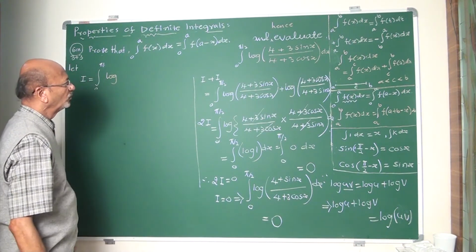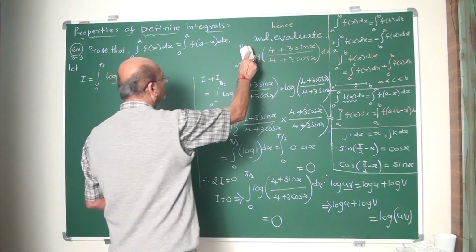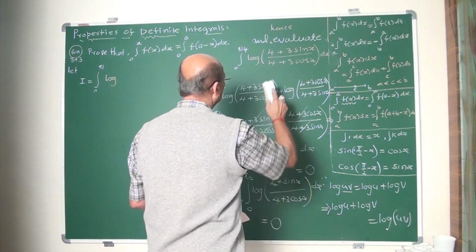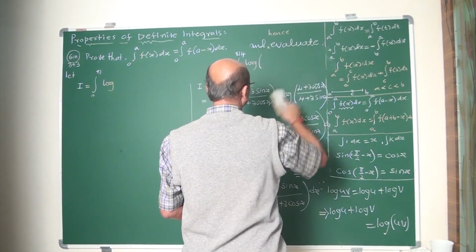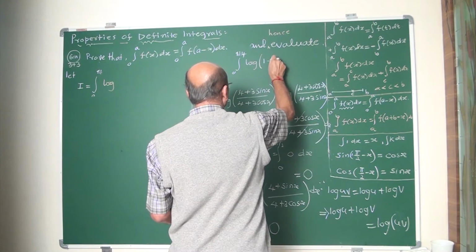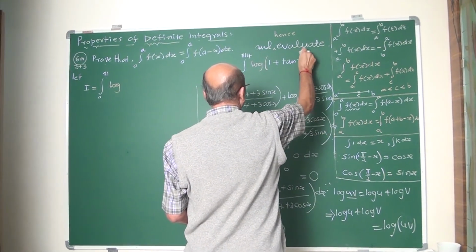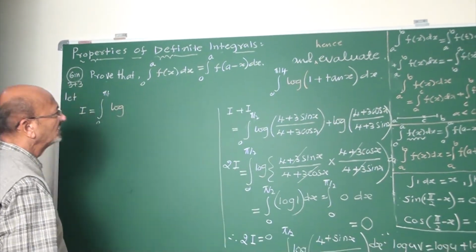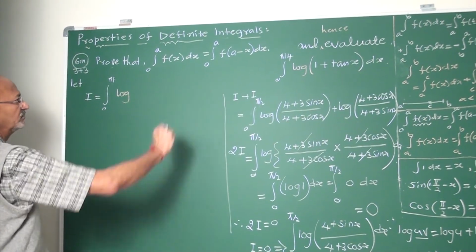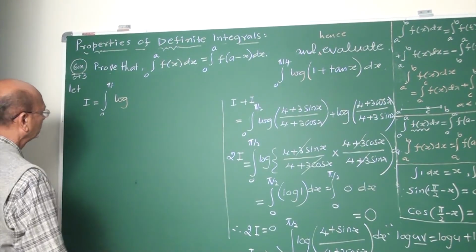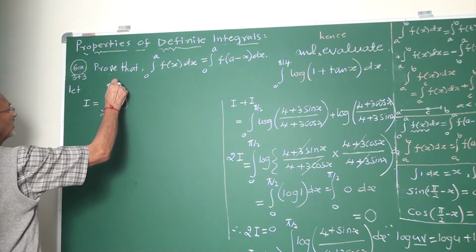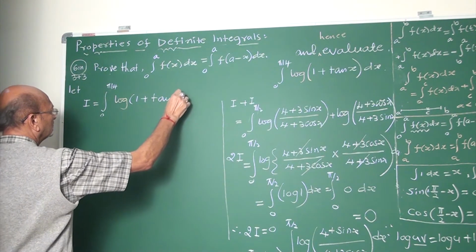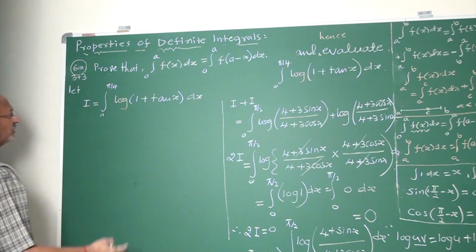Yes, friends. One more. This is the integral from 0 to pi by 4 of log of 1 plus tan x dx. Again, along with the theorem itself, it appeared once in a board exam question paper. Let I equal to the integral from 0 to pi by 4 of log of 1 plus tan x dx. Yes, my friends, it is alone.